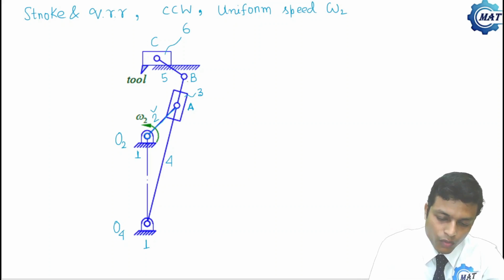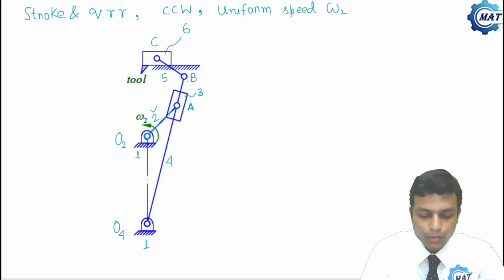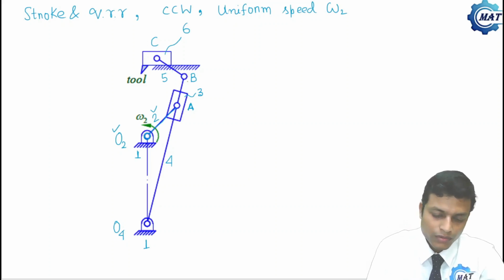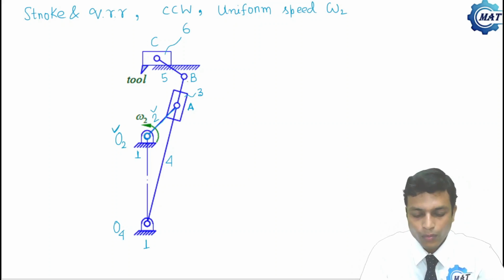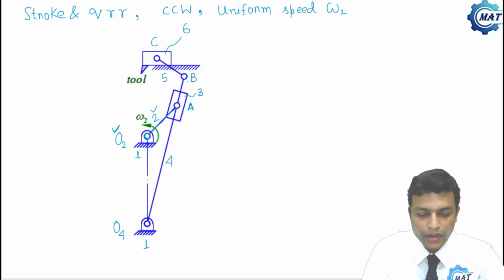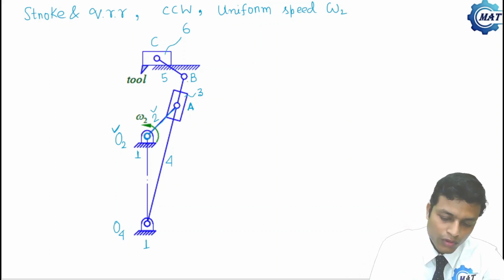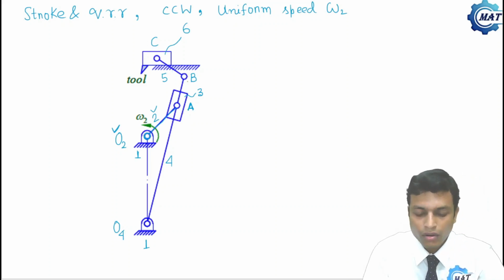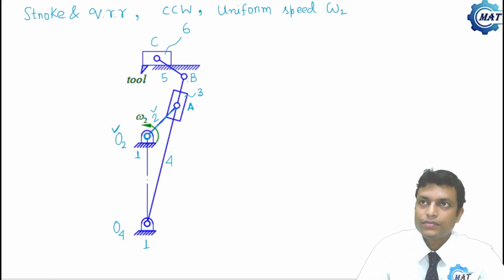And link 2 is hinged at revolute pair O2. So link 2 has a pure rotation about the revolute pair O2. So the point A moves on a circle, and that circle has center O2 and radius equal to O2A, that is the length of link 2. So first let me draw the circle.